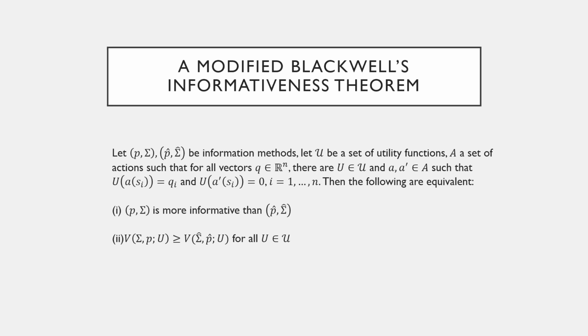We can say that one information pairing is more informative than another. And we can also say that the value of information under one information pairing is going to be greater than or equal to the value of information produced under another information pairing for all u in our set of utility functions. Now, this is going to be a powerful result. And the reason why is that regardless of our decision maker's preferences, there's a way to talk about ranking the value of information. That's what we have in this case.